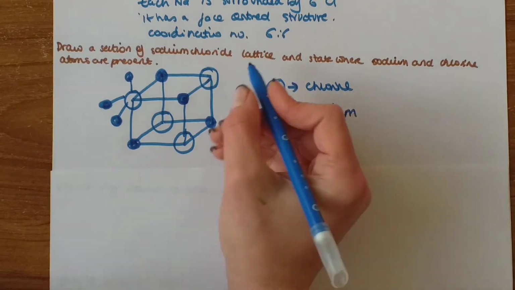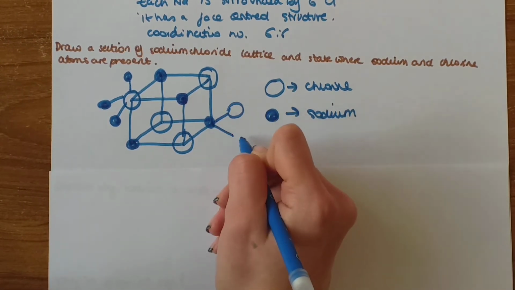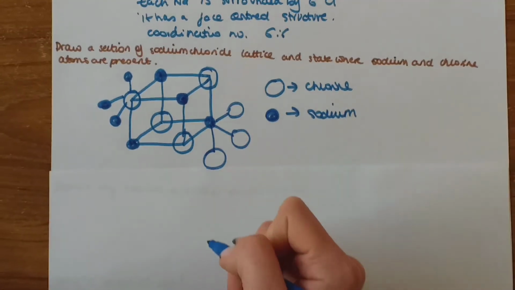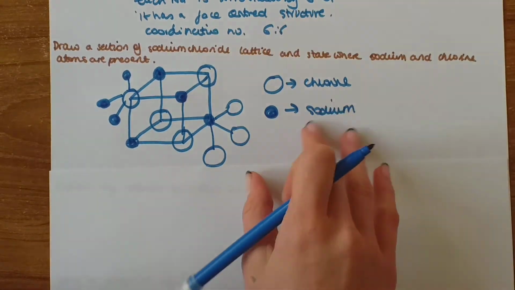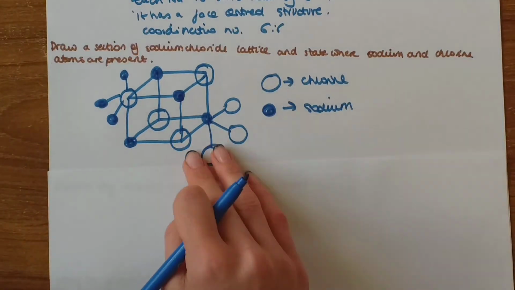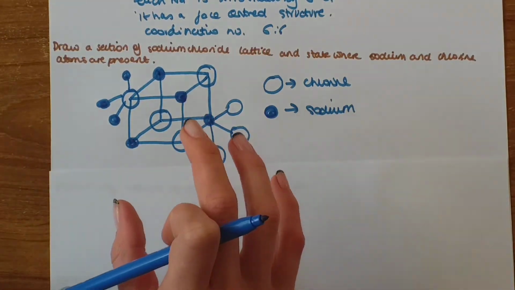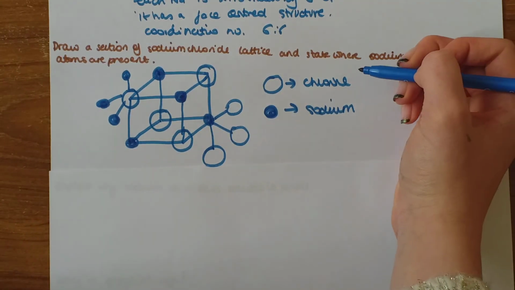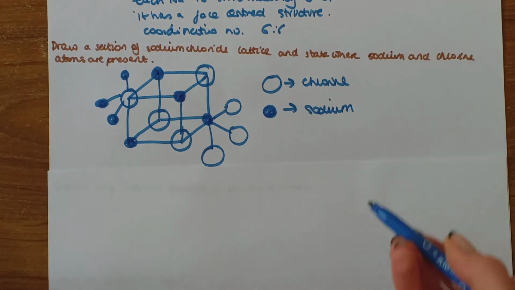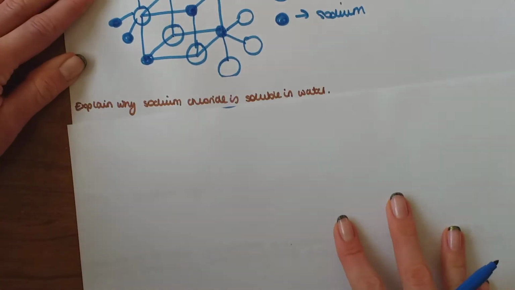And if we wanted to, we could also draw more, because this is just a part of it. So if we drew it more and more and more around, they would all have 6 of each around each other. So 6 sodiums around chlorine and 6 chlorines around sodium, and so forth.